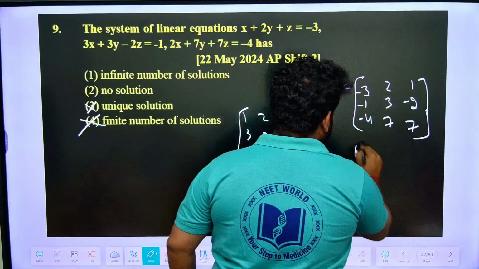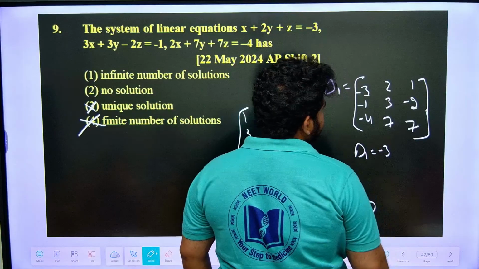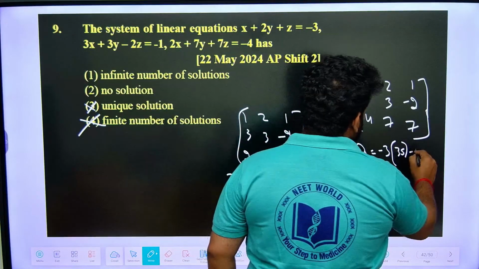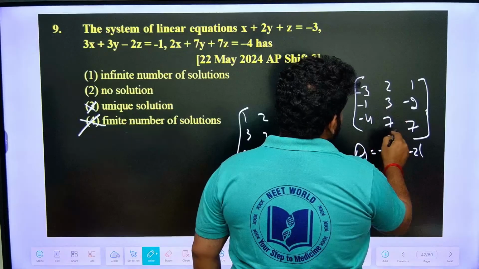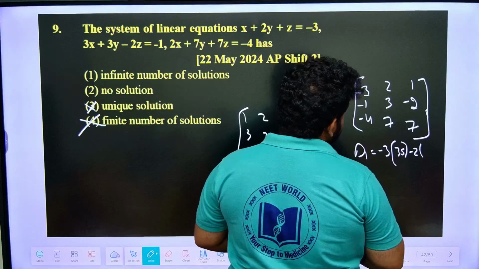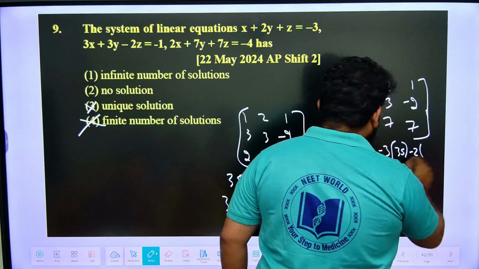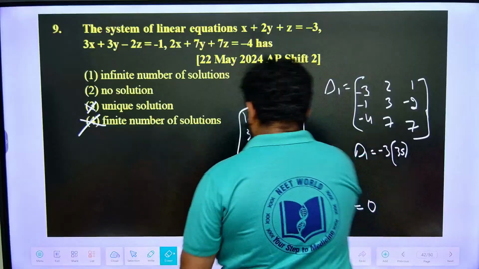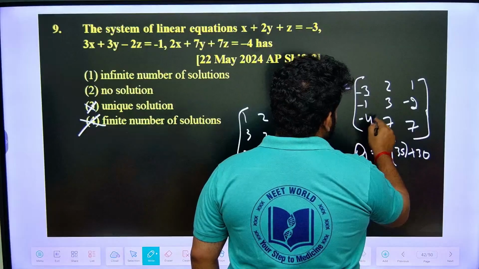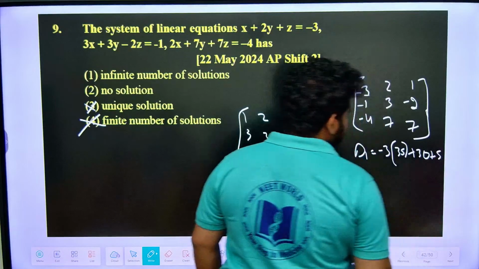Okay. So delta 1 will be equal to what? Find the value. Minus 3 into, 3 7s are 21 plus 14, that will be 35. Okay, 35 minus 2 into minus 2 into minus 7, minus 7 minus 8 is minus 15, correct? Minus 15, I can write it as plus 30. Directly I'll write plus 30. Next 1 into minus 7 plus 12, that is plus 5. Correct? Plus 5.